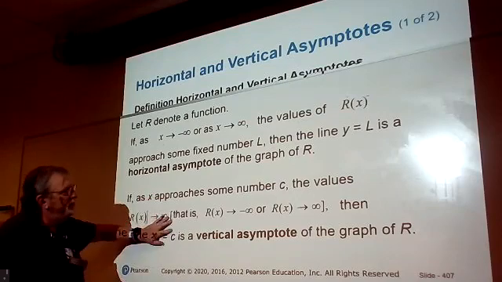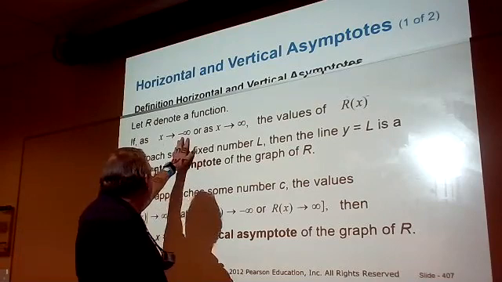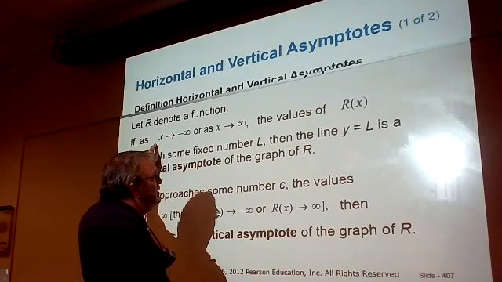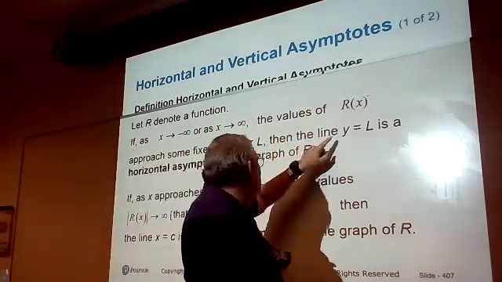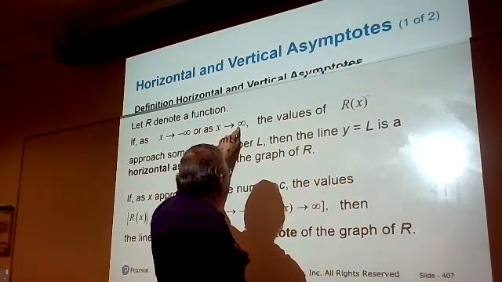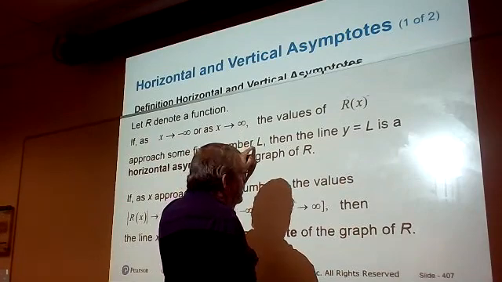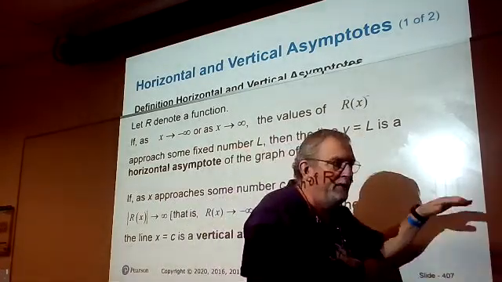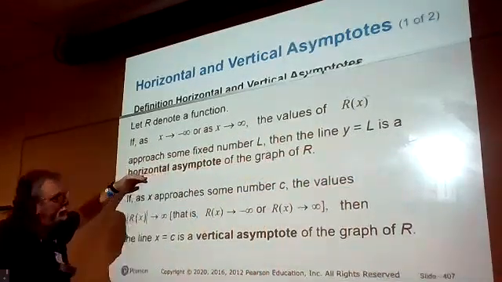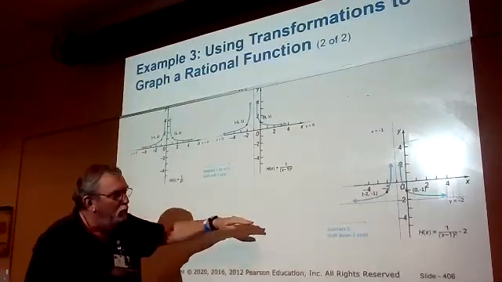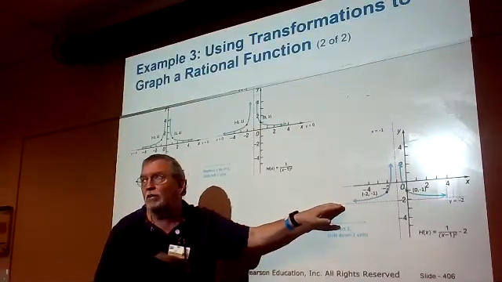No, this is vertical. Horizontal. As x approaches negative infinity, the function approaches L. And as x approaches positive infinity, the function will approach L. Then the line y equals L is a horizontal asymptote. So it's a horizontal line, y equals L. So that's here. y equals -2 is a horizontal asymptote.